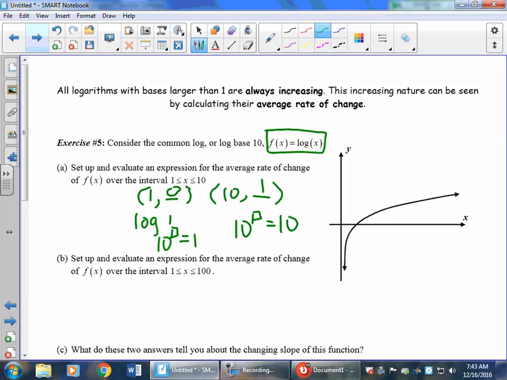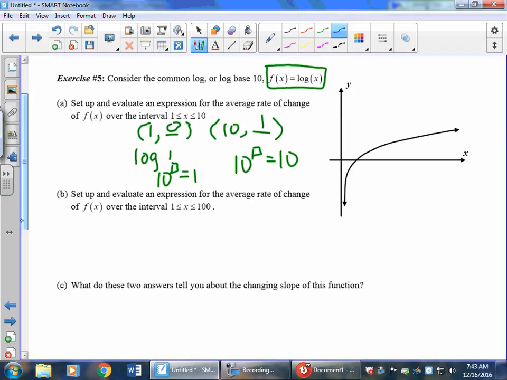Now you're just going to find the change in y over the change in x. So the change in y is 1 minus 0, over 10 minus 1, which is equal to 1 over 9. So there is my average rate of change.